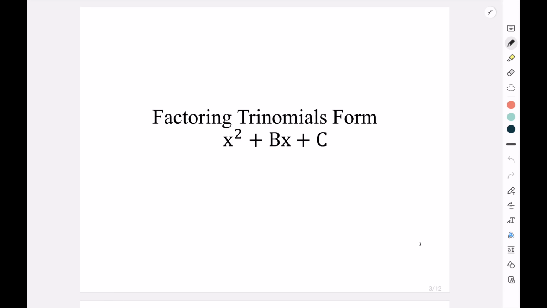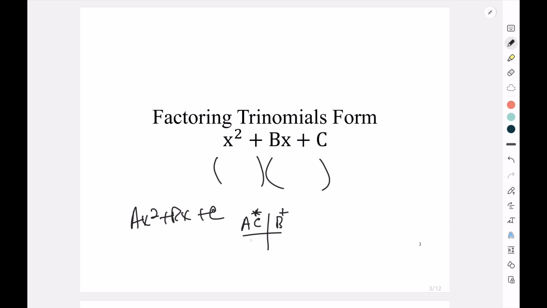So first, we're going to talk about factoring trinomials of the form x squared plus bx plus c. When they're in this form, you are able to put them in binomials. Typically you would have the form ax squared plus bx plus c, and you would take a times c, and that would give you a value when they're multiplied together. But then it would have to add to get another value. So those factors of this ac need to add up to b.